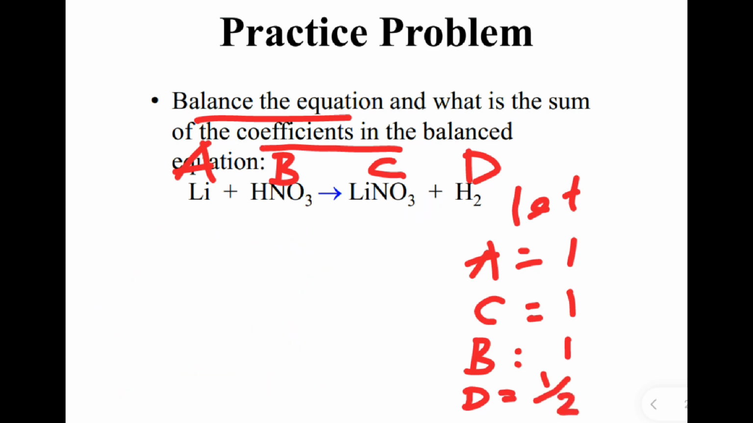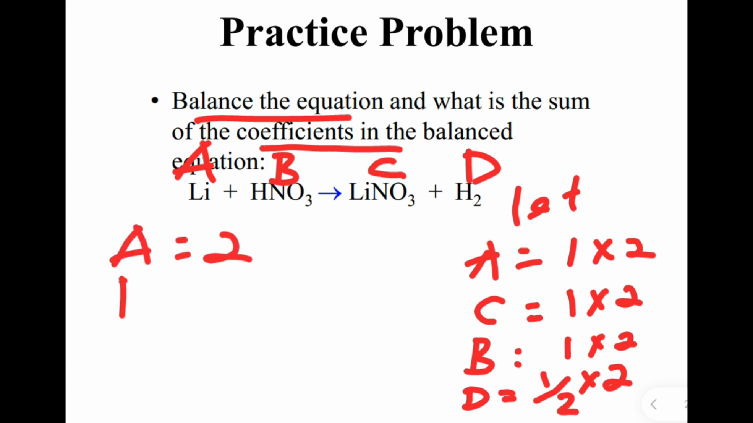Again, to convert this fraction into a whole number, what should we do? We have to multiply the whole equation by 2, by the denominator, since the denominator is 2. So A is 2, B is 2, C is 2, D is 1.